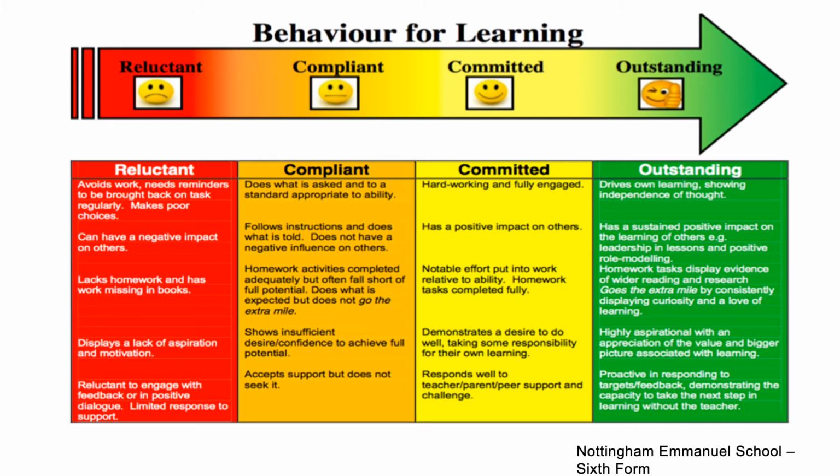To bring it all together, I was passed this document a few years ago, and I thought it was really interesting. It's from a sixth form college in Nottingham, and it looks at behaviour for learning from reluctant all the way to outstanding, and divided into four categories. I'll give you a moment to just briefly read a few of the key notes in each category.